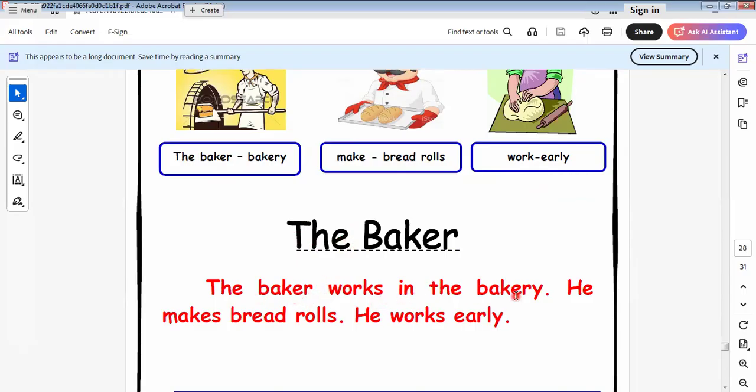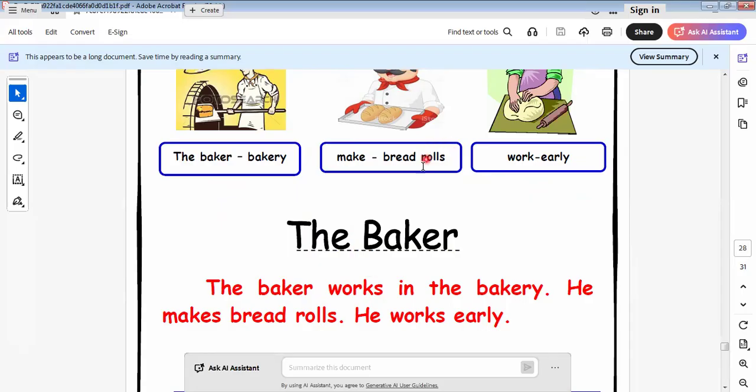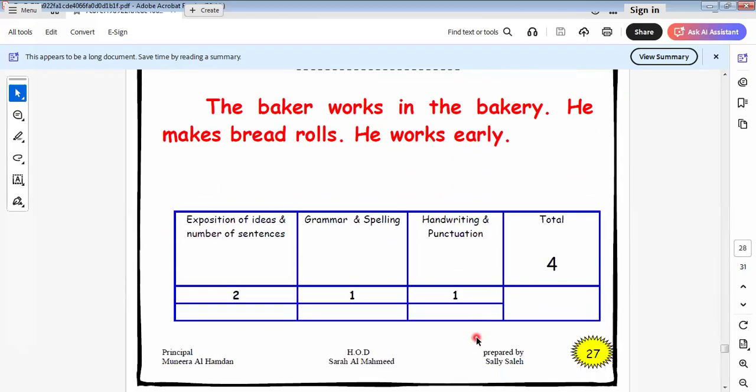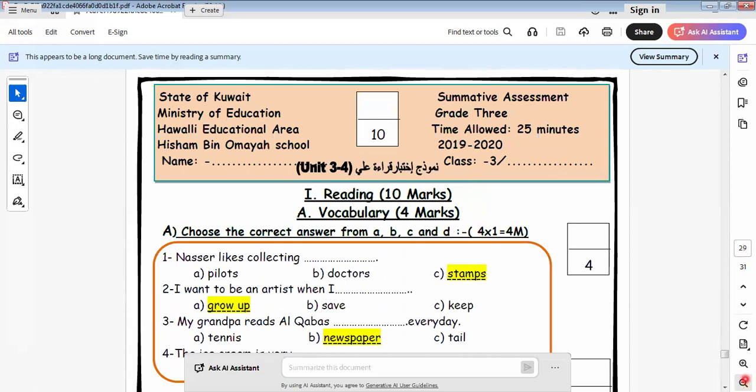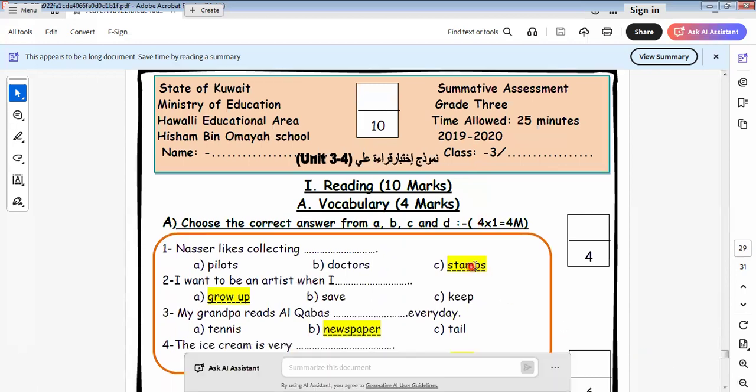The baker works in the bakery. So the baker, this is the job, works in what? In the bakery. He makes bread rolls. This is called bread rolls. He works early. Okay, let's do the last one here.